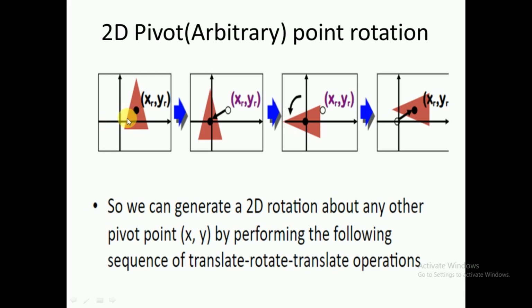Whatever rotation matrix I have is with respect to the origin. I don't have a direct matrix with respect to this point. Whatever rotation matrix we have derived, we have derived with respect to the origin, right? Now my problem is, he is expecting me to rotate about this point. Then how to do it? I know there is a rotation matrix available with respect to the origin. If I bring this point to the origin, then I can directly apply that rotation matrix about the origin.